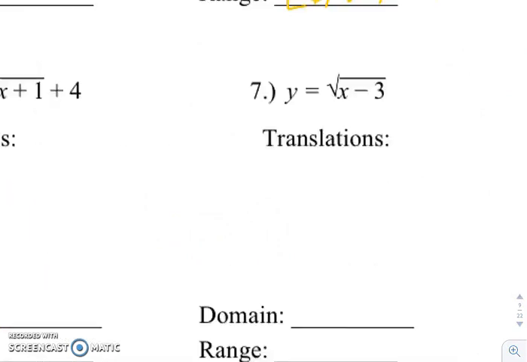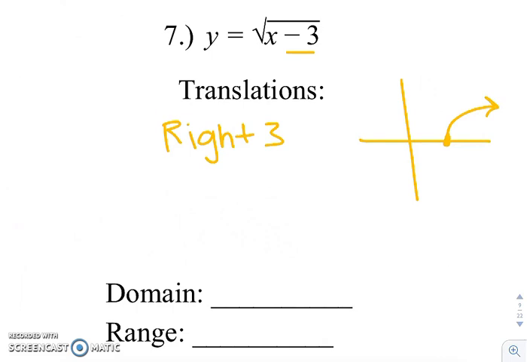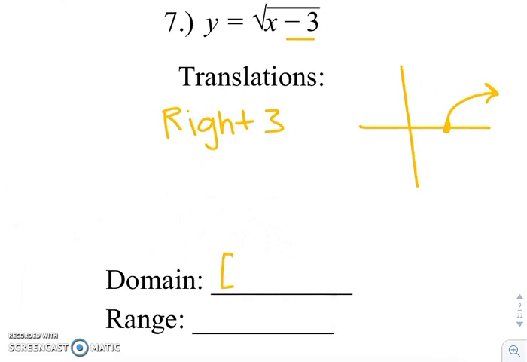And then number 7, square root of x minus 3. So there's nothing in the front. There's no negative. There's no value. So it's not reflected. It's not stretched or compressed. But the -3 in the middle just means we're going right 3. That value is what controls your domain. So we would be right 3, not up or down at all. So the domain is going to go from 3 to positive infinity. Range is going to go from 0. Because we don't write it, but that's the number on the outside.